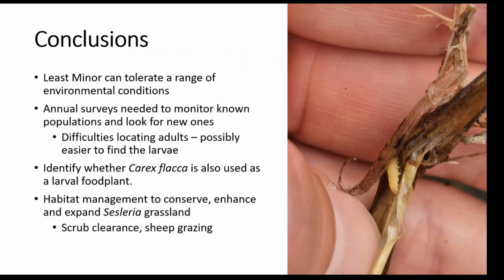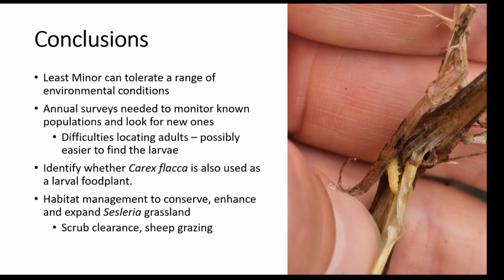So, yeah, least minor can tolerate a range of environmental conditions. The larval food plant seems to tolerate a little bit of shade, quite open conditions, quite harsh environments. But we really need some annual monitoring at known sites and to try and identify new sites. And also we need to see whether Carex flacca is used as a larval food plant. It was always thought that that was their main food plant. And Barry and Phil did find larvae feeding on it, so maybe we should still have a little look.